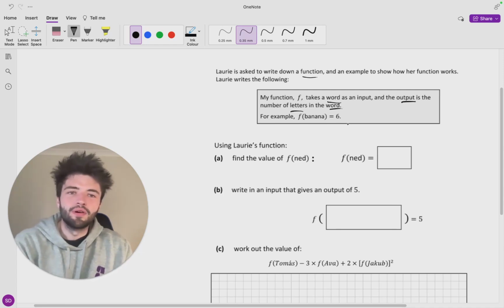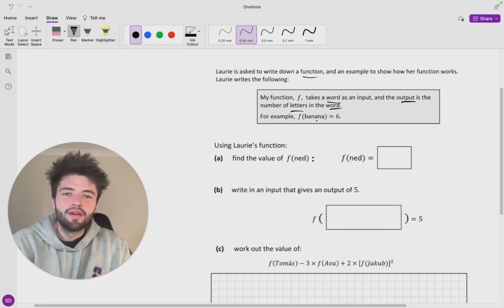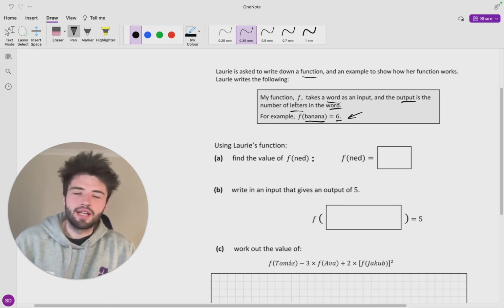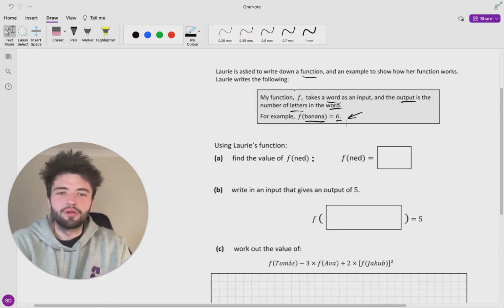you put in. For instance, we're given an example here where the function takes the word banana and counts the number of letters, and the number that we get out is 6. So this is the output. Laurie chooses a function which just tells her the length of a word, is basically what's going on here.